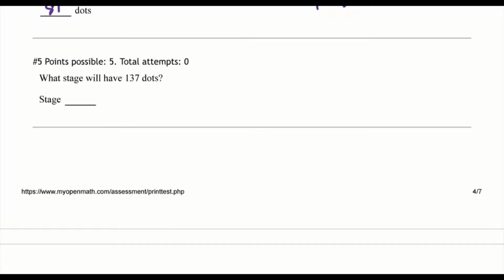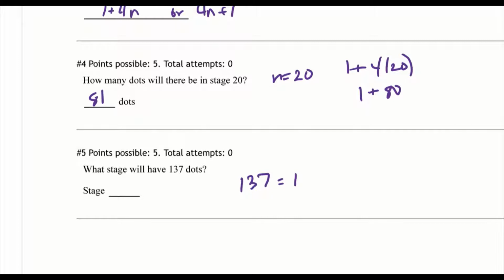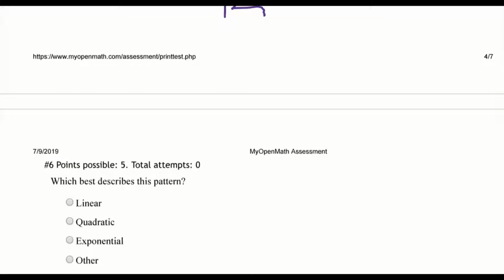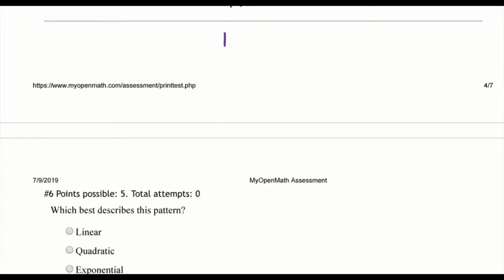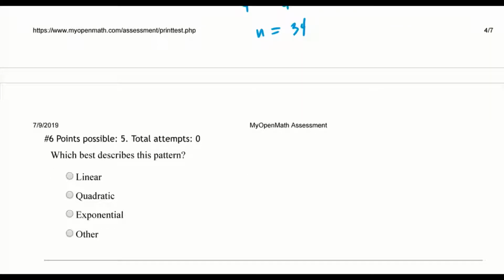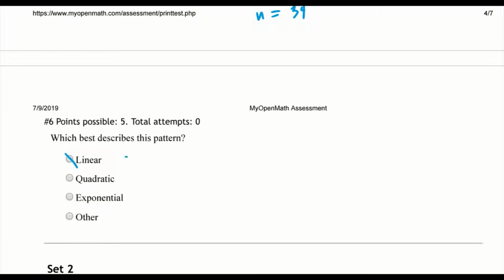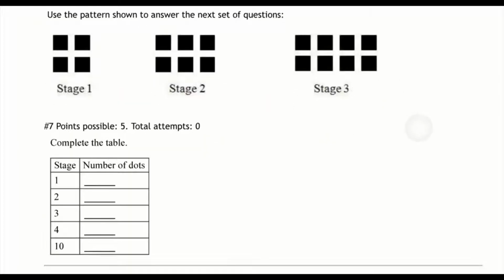And then I can answer the question like, what stage will have 137 dots? So I would set it equal to 137 and then solve for the missing variable. So subtract 1 from both sides, 136 equals 4n, then divide by 4 on both sides. So I get n equals 34. Now that's going to be linear because it's a constant increase. So a constant change, an increase or a decrease, by adding or subtracting, that's going to be linear.